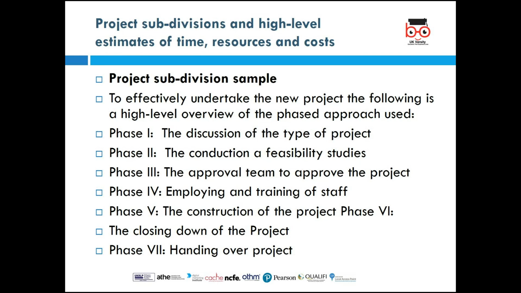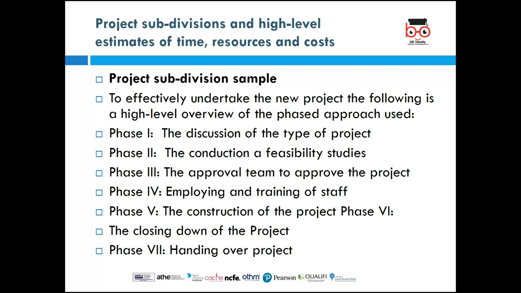Right. The next slide is an example of what I term project subdivisions and high-level estimate of time, resources, and cost. So this is an example of how we can divide a project into different phases. Phase 1 will be the discussion of the type of the project. Phase 2 will be conducting the feasibility studies for the project. Phase 3 could be the approval team to approve the project.